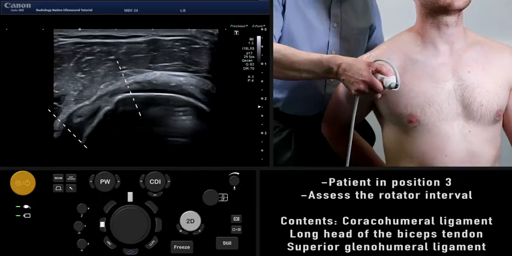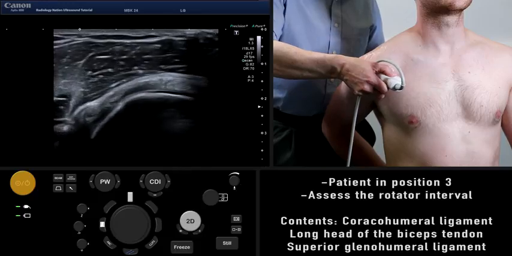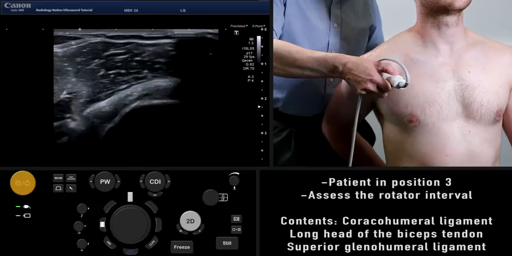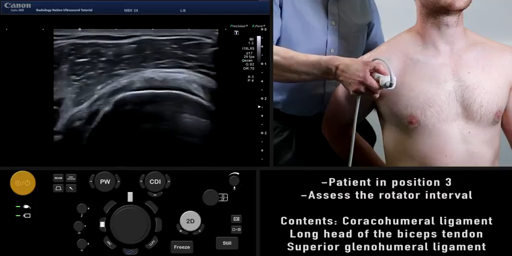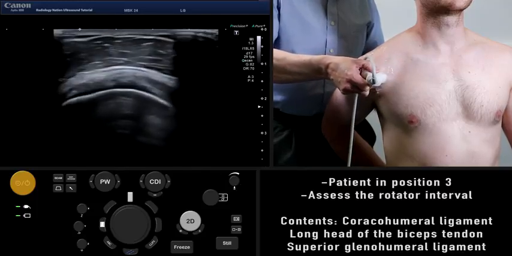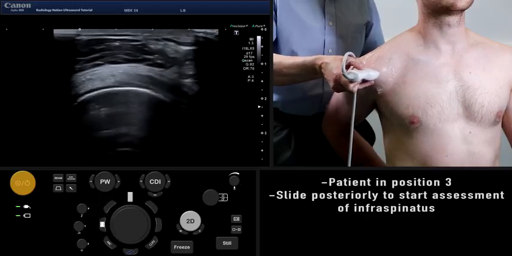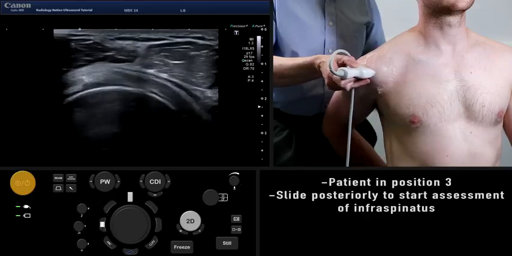Slide anteriorly to review the rotator interval, which is the space between the supraspinatus and subscapularis muscles, containing the long head of biceps, coracohumeral ligament, and the superior glenohumeral ligament. It is important not to mistake the rotator interval for a tear. Sliding posteriorly, you can see the supraspinatus blend into the infraspinatus without any visible gap between the two.